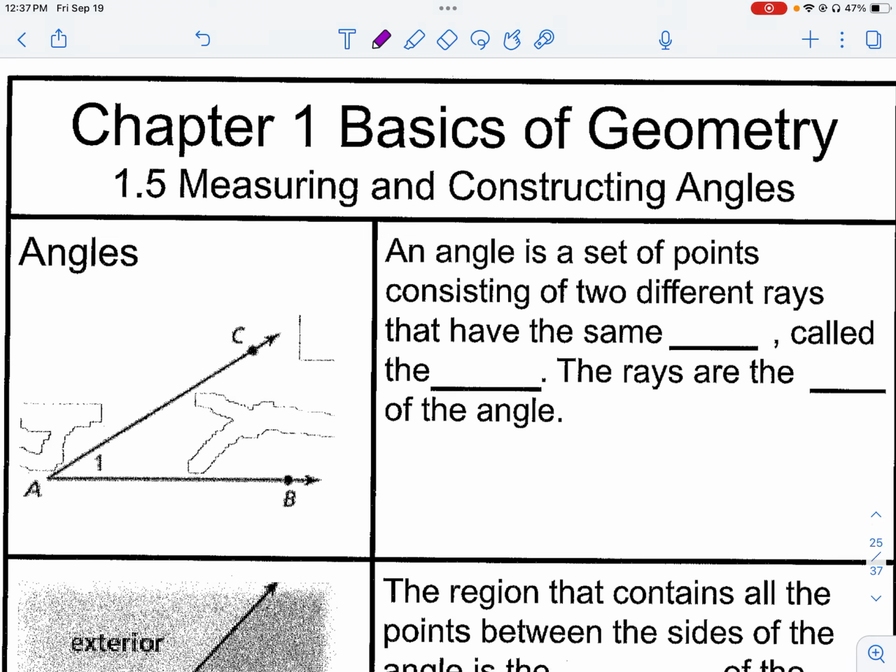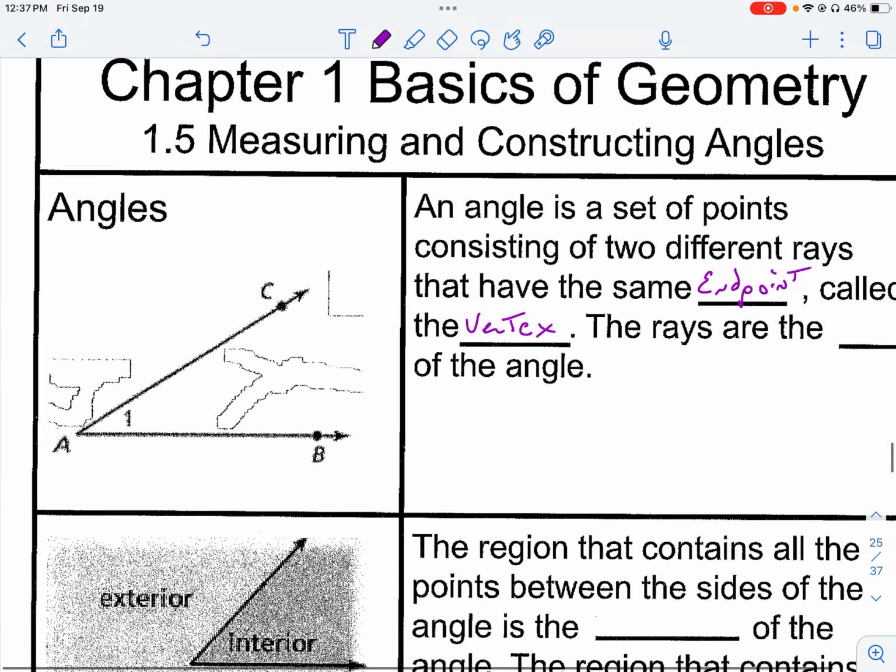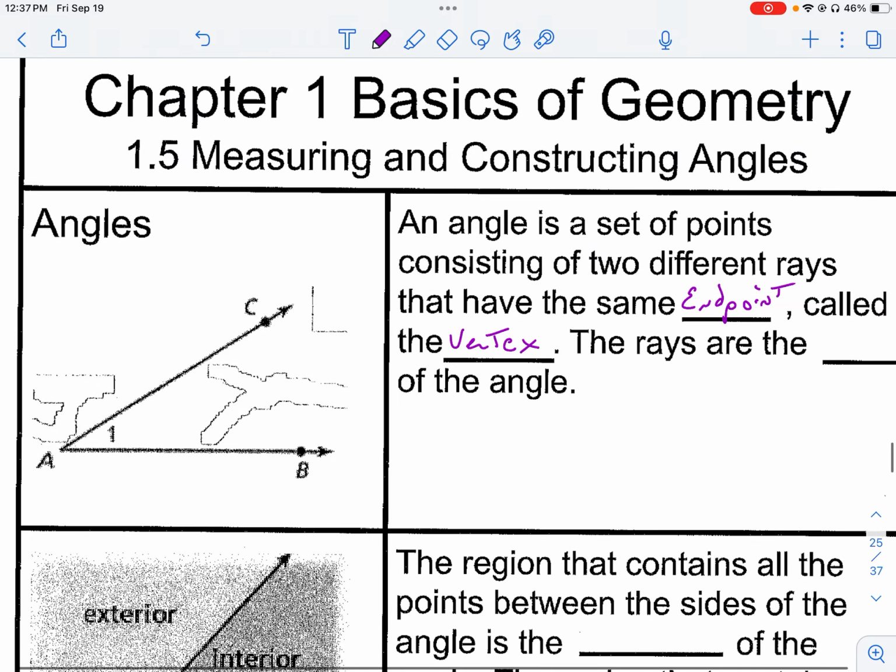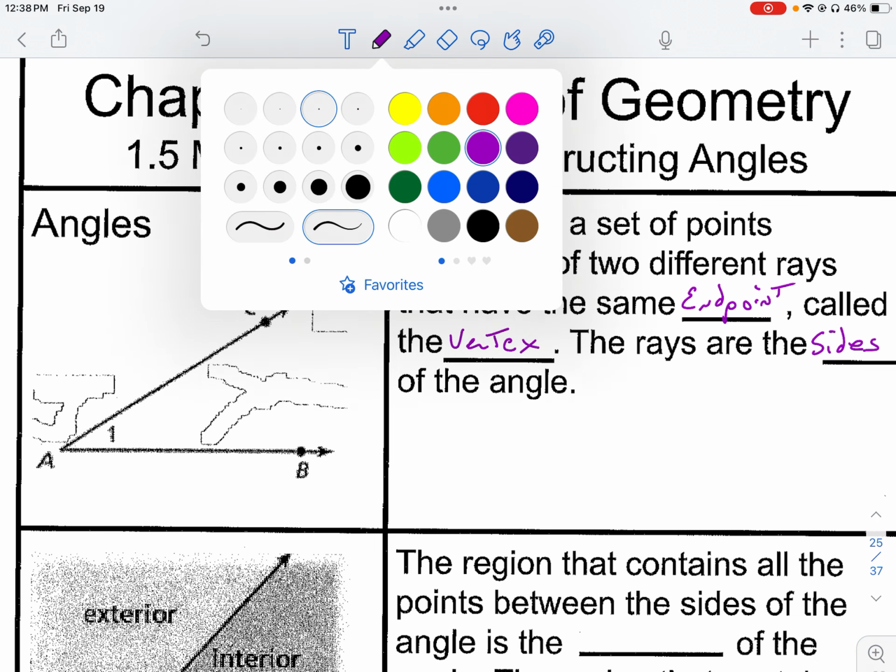All right, today we're going to talk about measuring and constructing angles. An angle is a set of points consisting of two different rays that have the same endpoint. We call this endpoint the vertex, the same vertex from back when we talked about polygons. And the rays make up the sides of the angle.